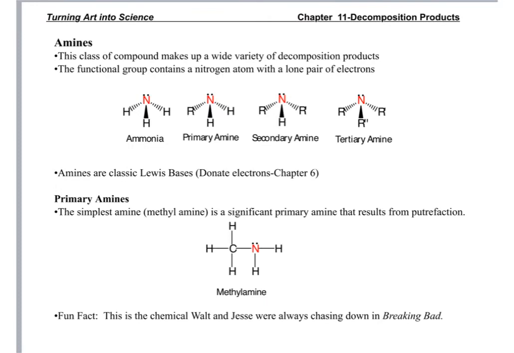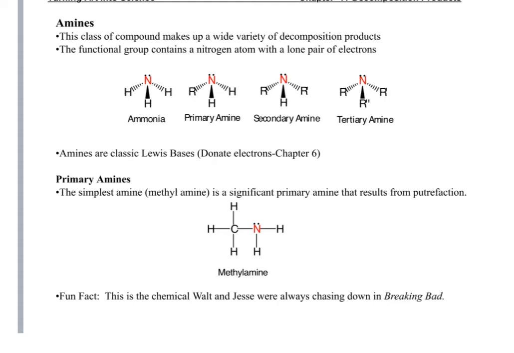So amines can be different forms. The simplest one has three hydrogens coming off of that nitrogen, like your ammonia. In a primary amine you've got at least one R group. Secondary amines have two R groups coming off that nitrogen, and tertiary has three. So they're classic Lewis bases, which means they donate electrons, and we went over that in chapter 6.